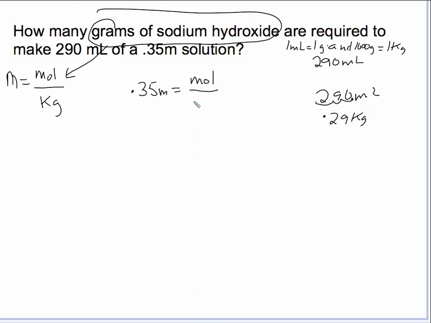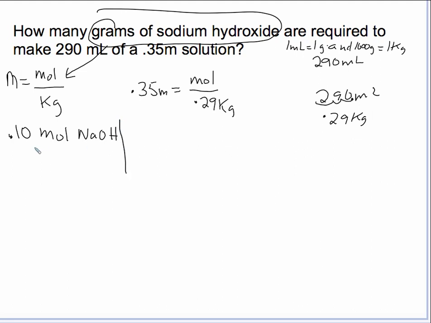So I'm going to plug that number in over here, 0.29 kilograms, and then I'm going to cross multiply to figure out the moles. I get that the moles are equal to 0.10 moles of NaOH. I got that by taking this off the bottom and multiplying it by both sides, so I'm cross multiplying.